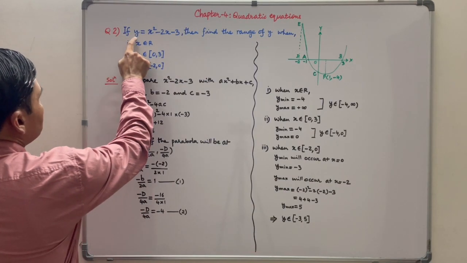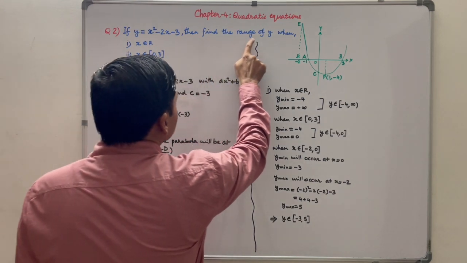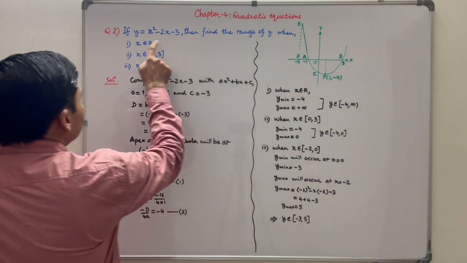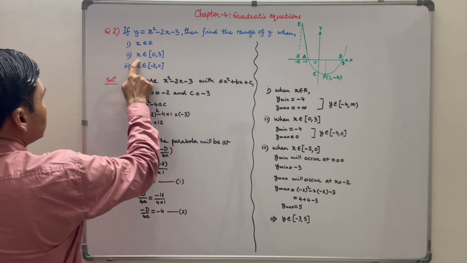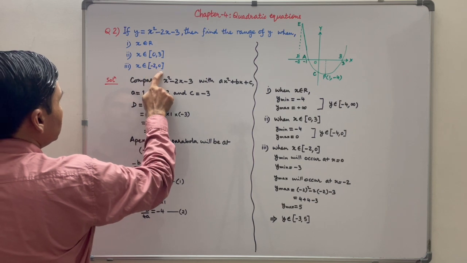Second question, if y is equal to x square minus 2x minus 3, then find the range of y when x is real, when x lies between 0 and 3, and when x lies between minus 2 and 0.